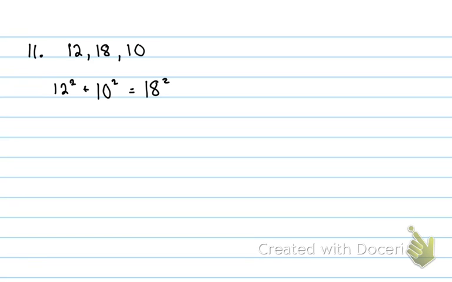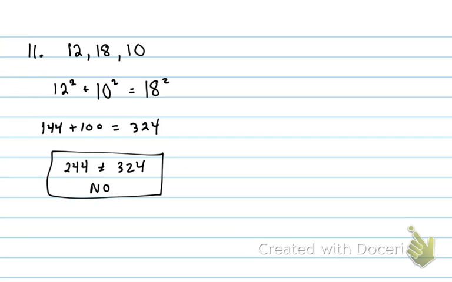Now I can evaluate. 12 squared is 144 plus 100. Does that equal 324? No. Show me both totals. Go ahead and add. And then write a line through the equal sign if it's no. Okay? So that is on your test tomorrow. Yes. Do we have to write no, or can we just do that? You need to write the word no. Okay. Yes. Okay? All right. Next question.